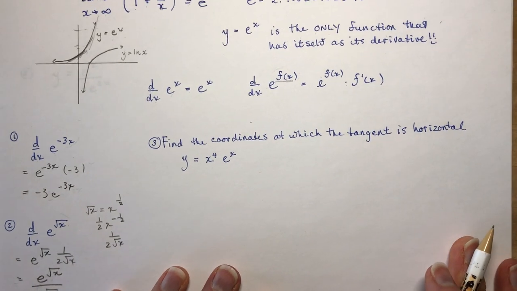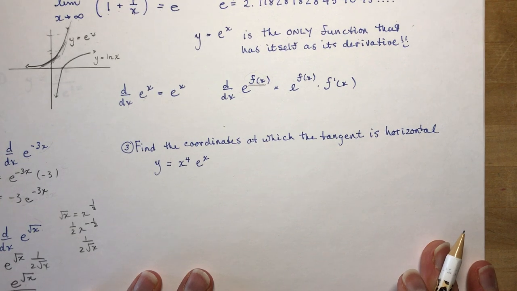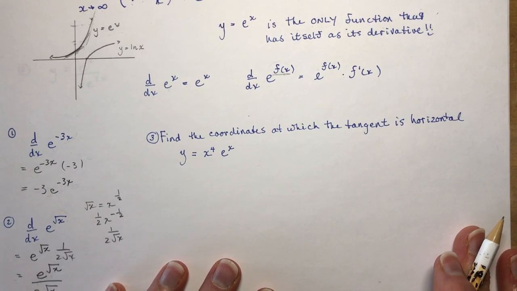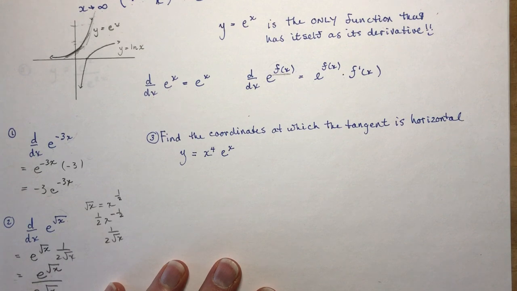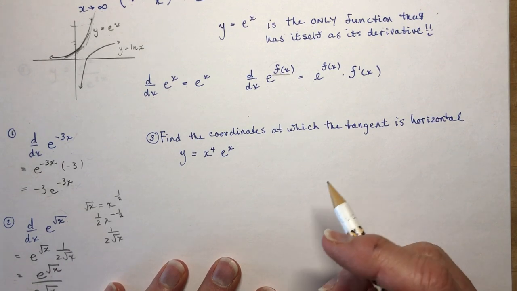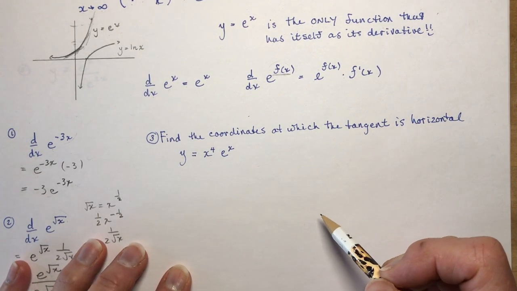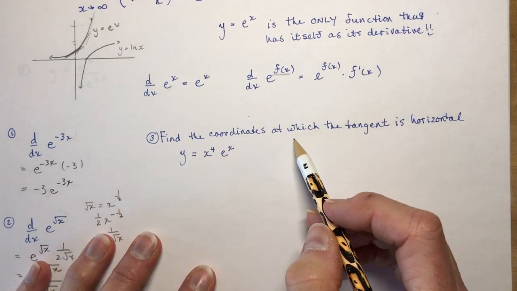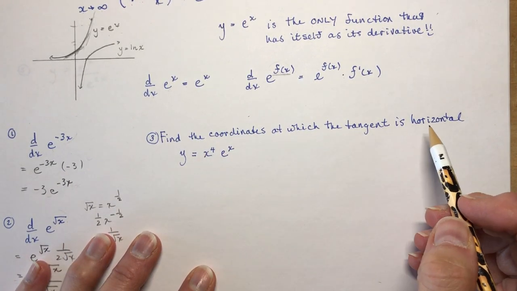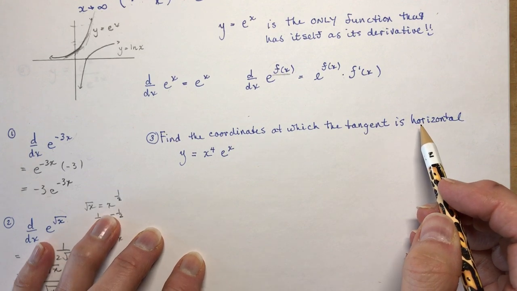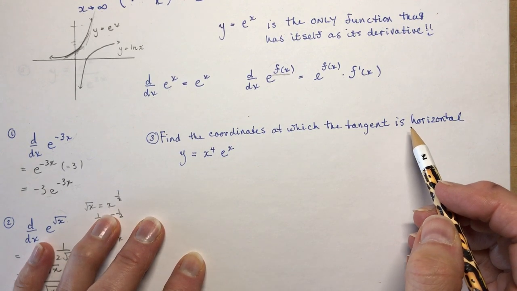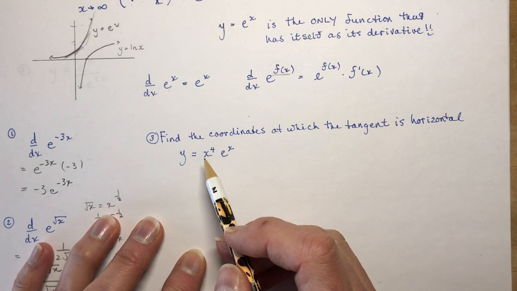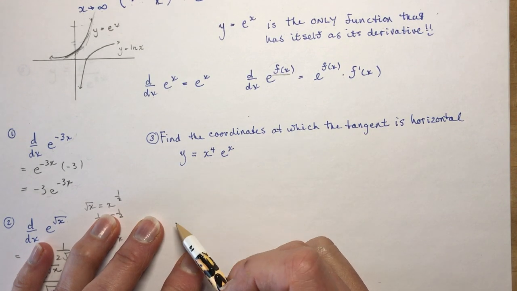Okay, so let's go on to some other questions. If your teacher is teaching this to you before you've done curve sketching, I'm still going to do some of the curve sketching with this lesson for those who have already covered that. So find the coordinates at which the tangent is horizontal. Now, even if you haven't done curve sketching, you do know how to find a point where the tangent is zero, and that's simply by setting the derivative equal to zero.